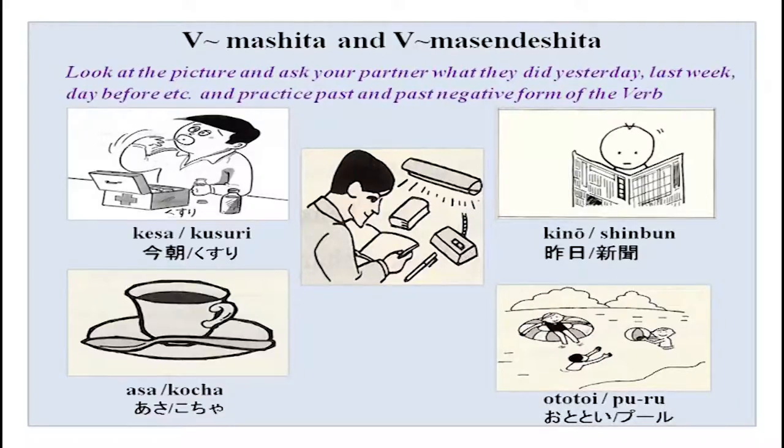Then we have ototoi. Pooru e ikimashita ka? Yes, they all went to the pool. So hai, pooru e ikimashita. Pooru de asobimashita ka? Hai, asobimashita. Or if they did not play, asobimasen deshita. And let us see what they have in the end. Benkyō suru. Kino benkyō shimashita ka? Hai, benkyō shimashita. And if you did not do, well, benkyō shimasen deshita. So you can practice your verbs as well.